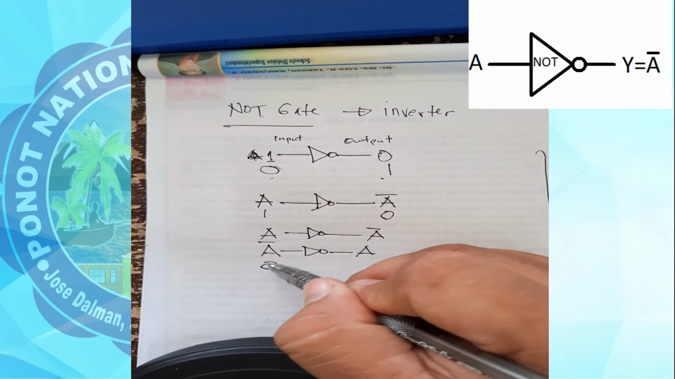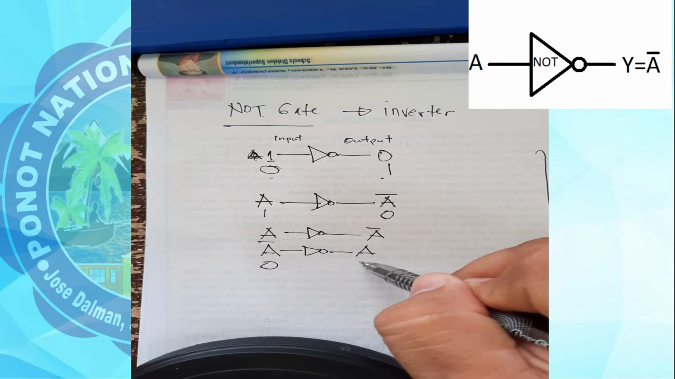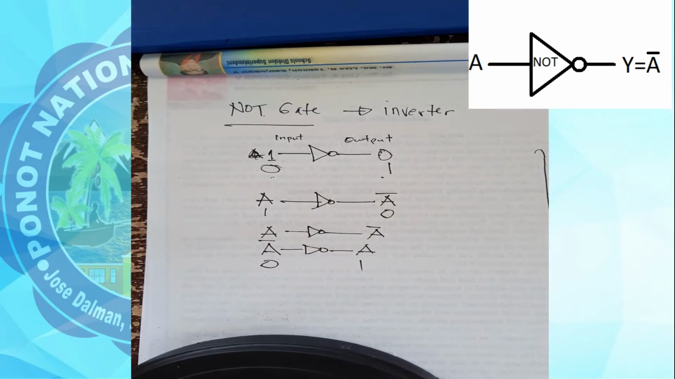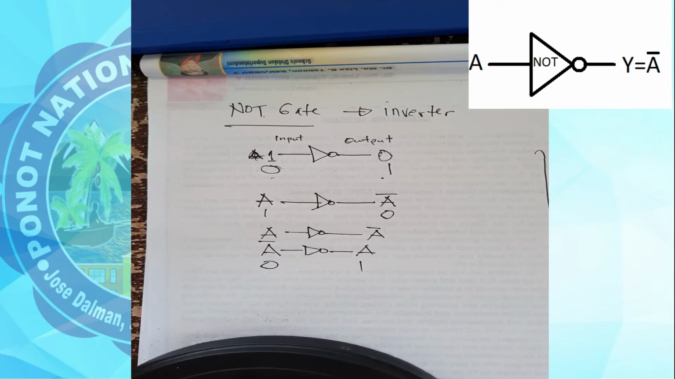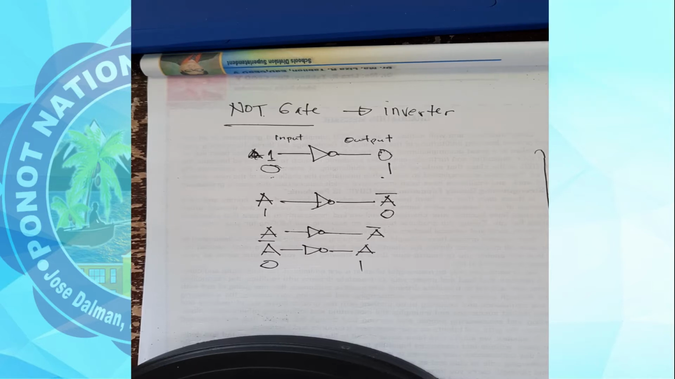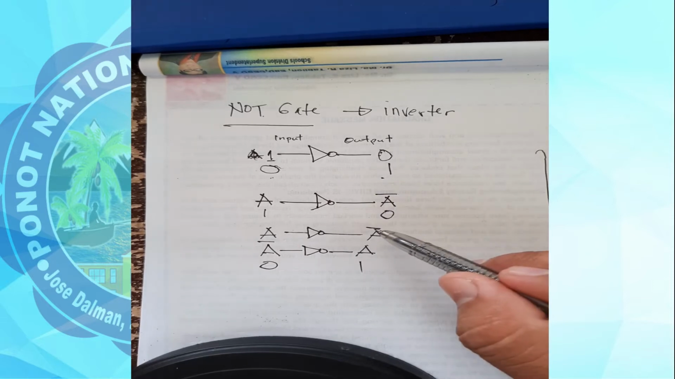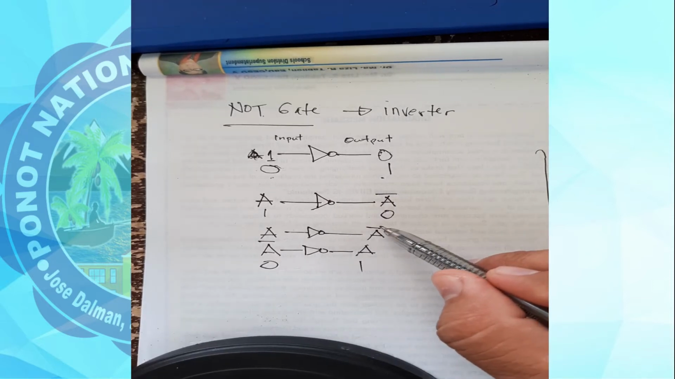Kung pinasok mo si 0, ang labas niyan is 1. That is a NOT gate, or otherwise known as the inverter. It will produce an output, the negated or the inverted version of its input. Okay? So again, ang tawag dito A bar.